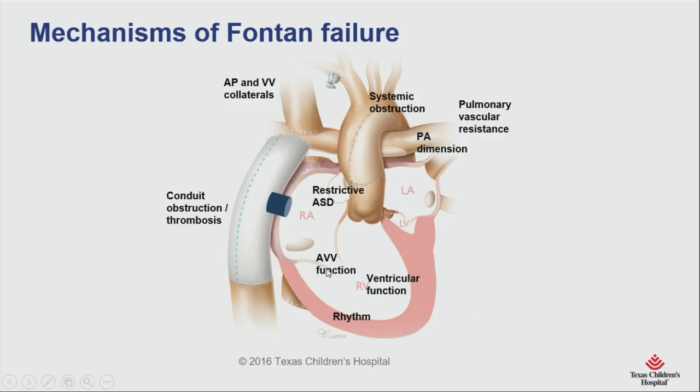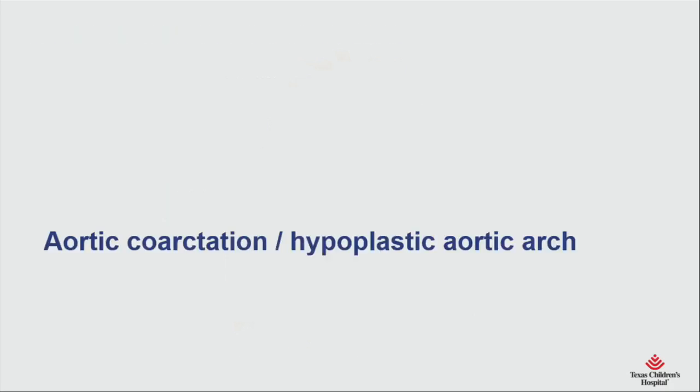So if you have AV valve dysfunction or ventricular dysfunction or systemic obstruction or rhythm issues, your right atrial pressure is going to be high. So the difference between your right atrial pressure and your conduit pressure is not going to be that significant, so the fenestration is not going to do as much. Now, on the contrary, if you have high pulmonary vascular resistance, then this pressure is going to be much lower than this pressure, and that's when the fenestration is actually going to serve as a pop-off. So that's the reason why pulmonary vascular resistance was the right answer on that question.